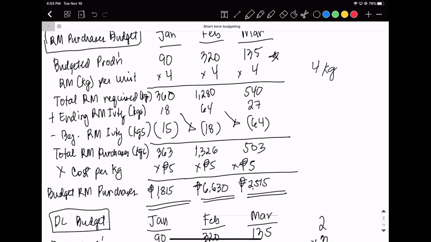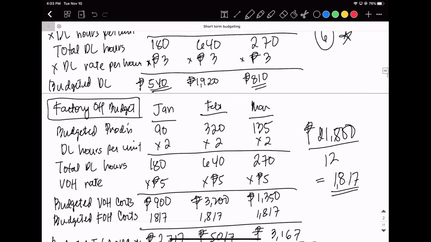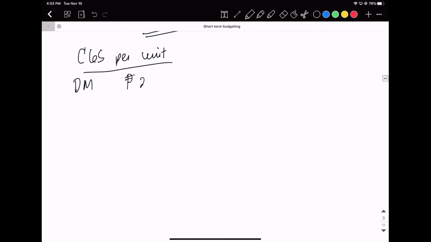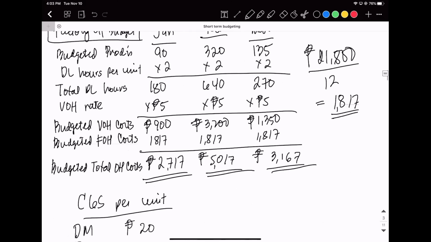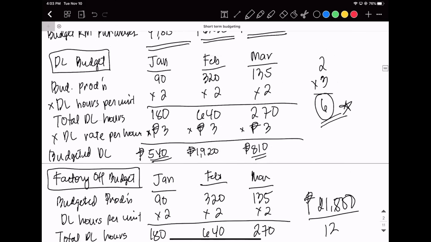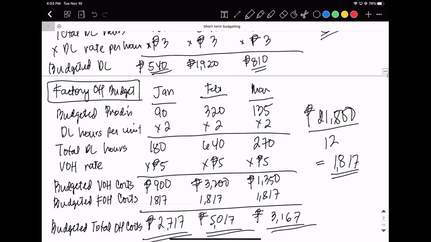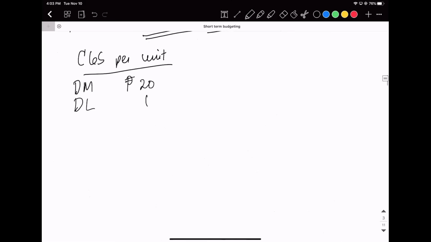Magkano ang cost ng 1 kilogram? 5 pesos, so times 5 pesos. It means per unit, 20 pesos ang raw materials. So lagyan natin dito, 20 pesos per unit. What about direct labor? Nakumpitan natin ito kanina, 2 hours at 3 pesos each. So 2 times 3, that's 6 pesos per unit.